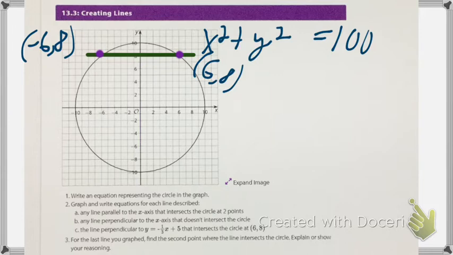I'm going to draw one out here, way out here. How about right there? Okay, there's your perpendicular line that does not intersect.